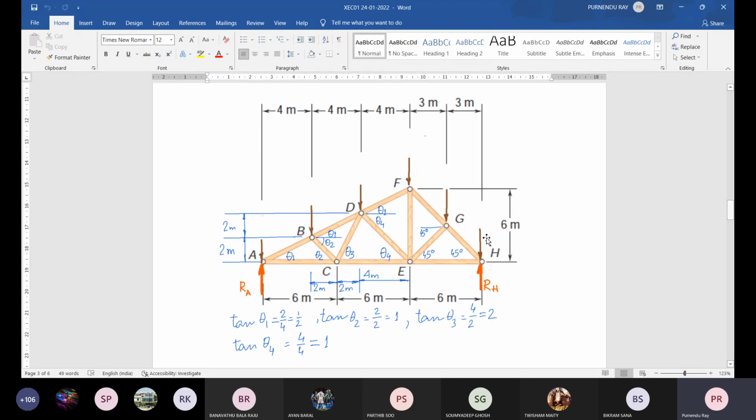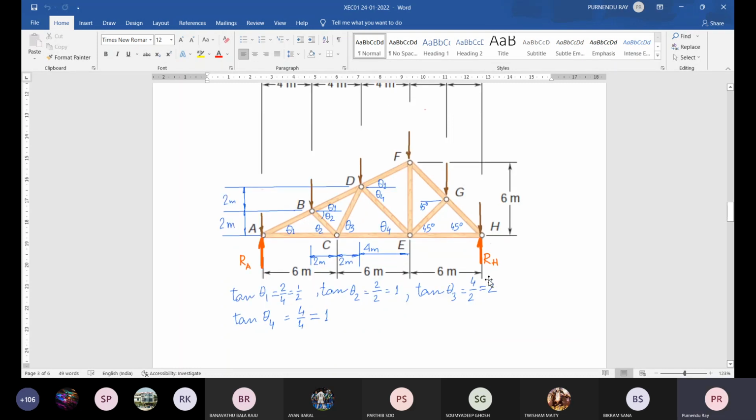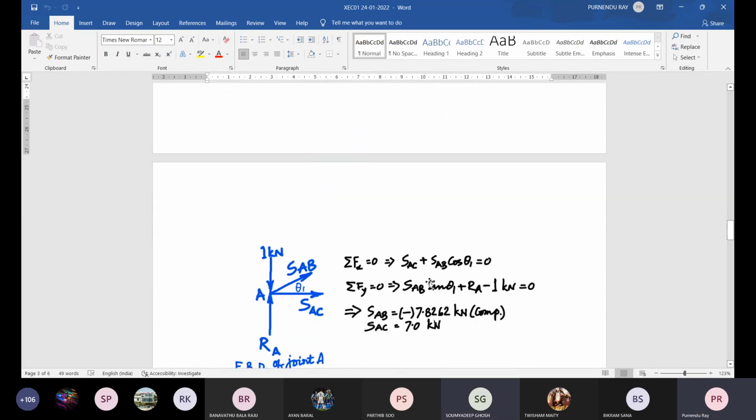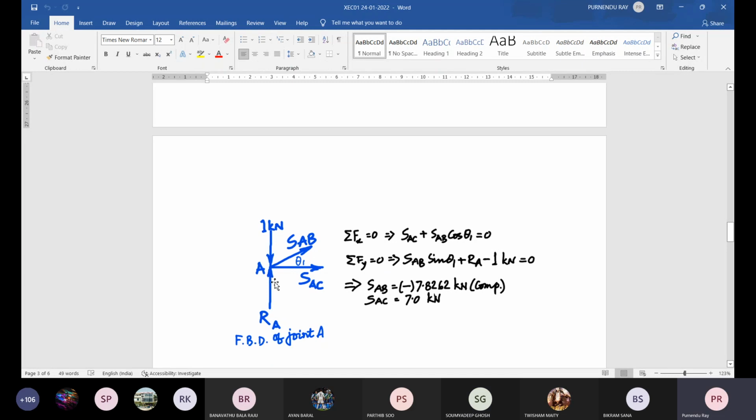Those things are very simple. It needs only practice. Okay, there is no difficult thing. And if you find any difficulty, you just get refreshed and start thinking from the beginning. Now, after that, what we do, we start from that particular joint having only two unknown forces, for member AB and for member AC.